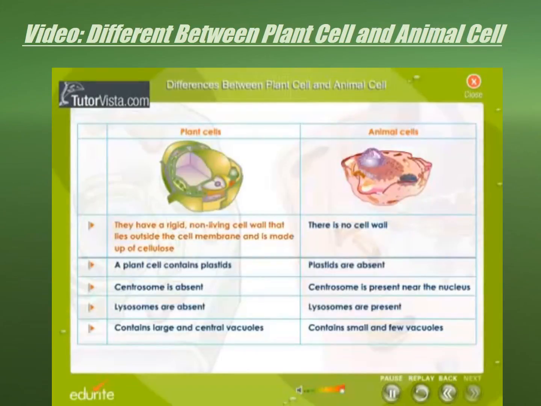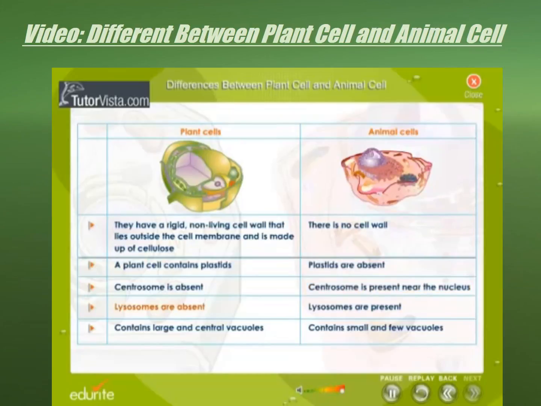Plant cells have a rigid non-living cell wall that lies outside the cell membrane and is made up of cellulose, whereas animal cells have no cell wall. A plant cell contains plastids. Plastids are absent in animal cells. Centrosome is absent in plant cells. In animal cells, centrosome is present near the nucleus.